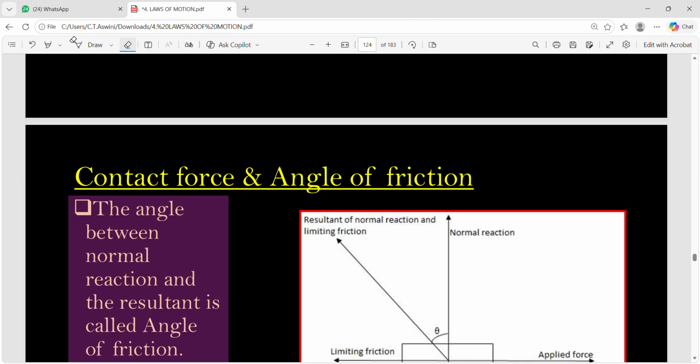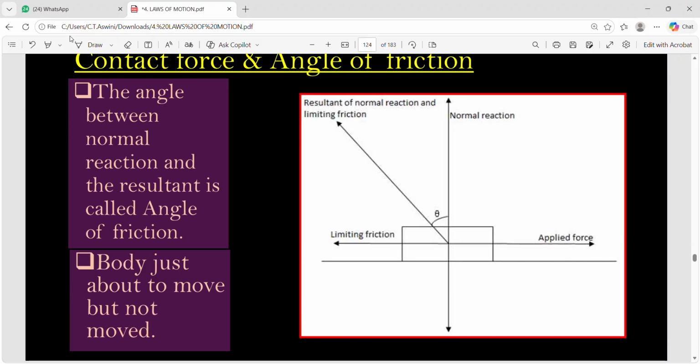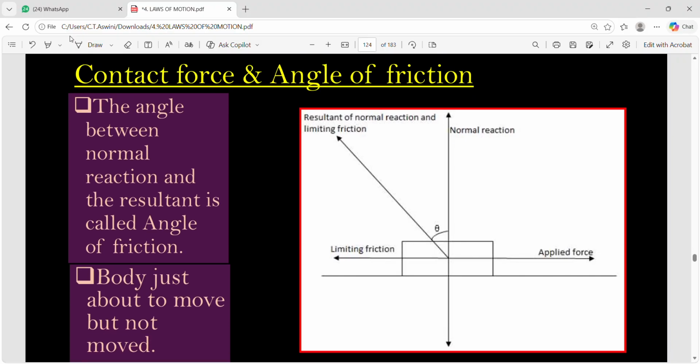Last topic for today's class: contact angle, contact force and the angle of friction. So what is this angle of friction? See the diagram, it's very easy. Consider a block of mass m kg. We are applying a force in the forward direction. So what will be the direction of friction? It will be in the opposite direction.